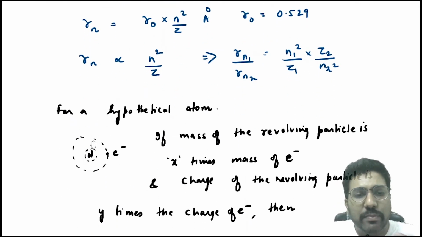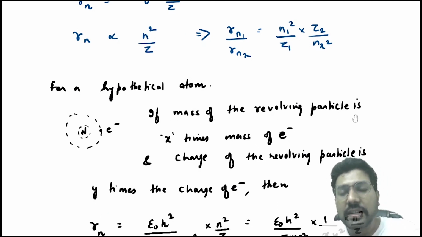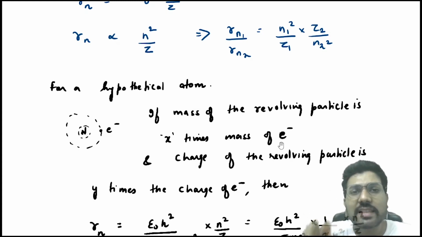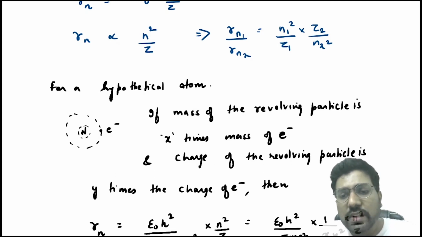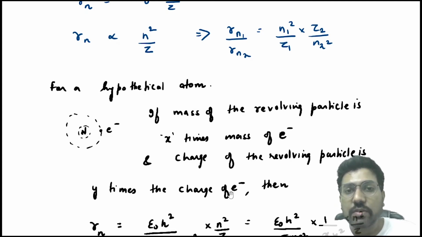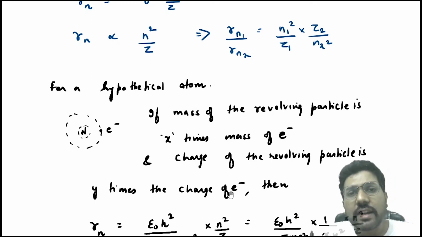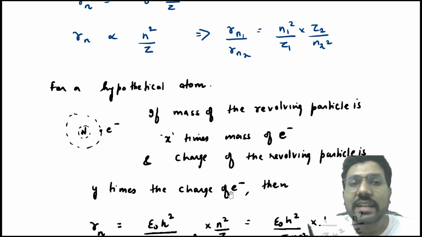So for a hypothetical atom, suppose the mass of the revolving particle is x times the mass of the electron. So the particle which is revolving does not have the same mass as the electron, but it has a mass which is x times the mass of the electron. And the charge of the revolving particle is y times the charge of the electron. Then what is the value of Rn for this hypothetical atom?